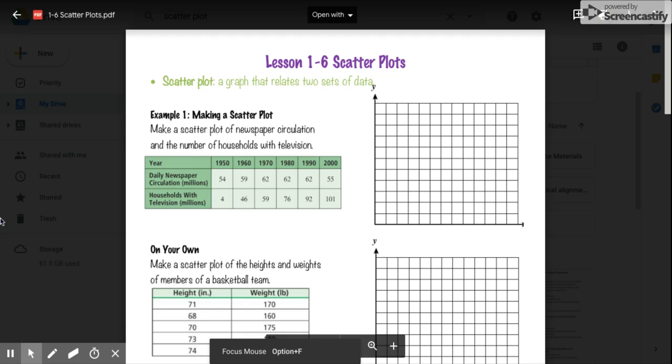Hey guys, today we are going over lesson 6. So we rearranged 5 and 6 because I'm not here today, so we'll go back to 5 next week.